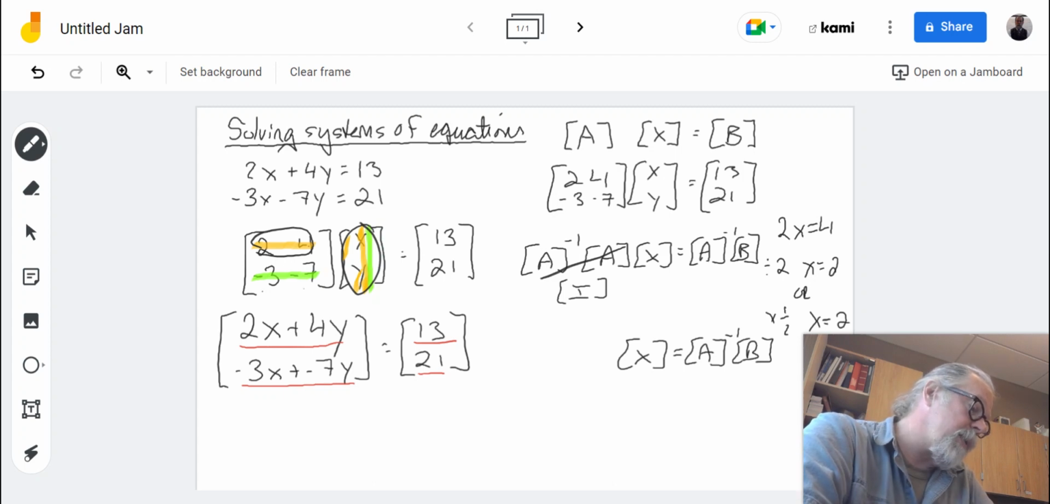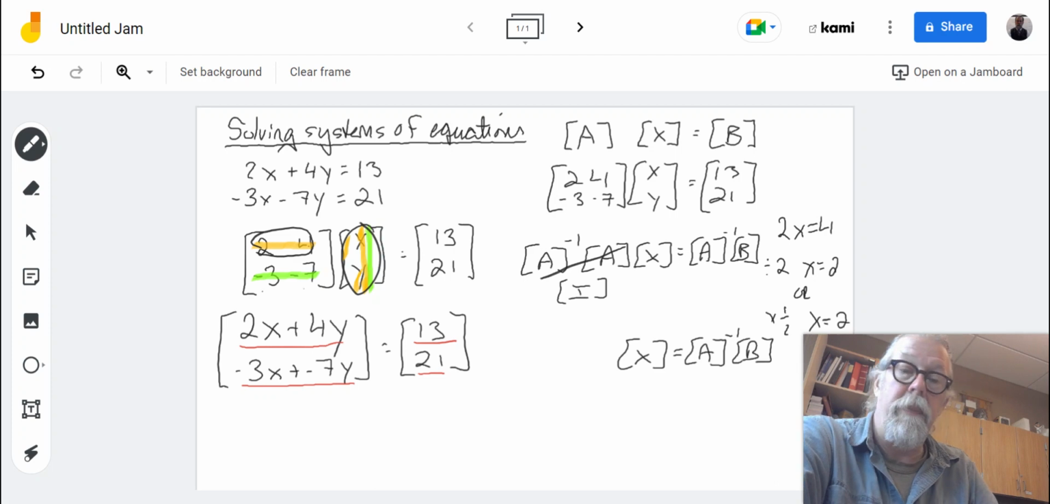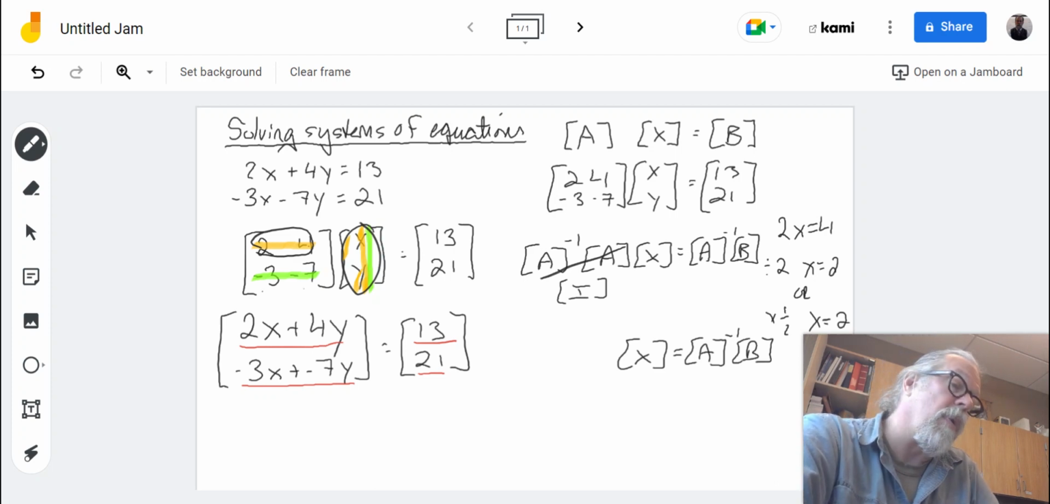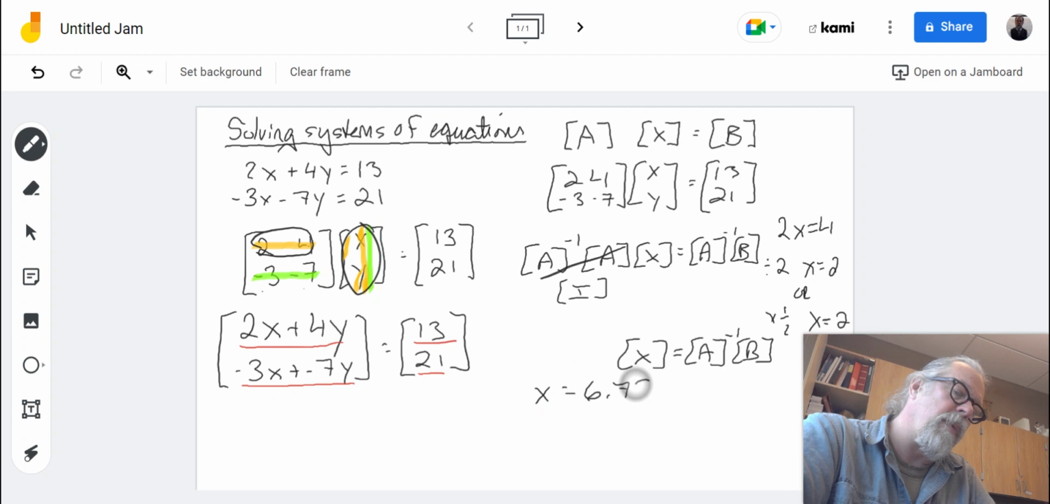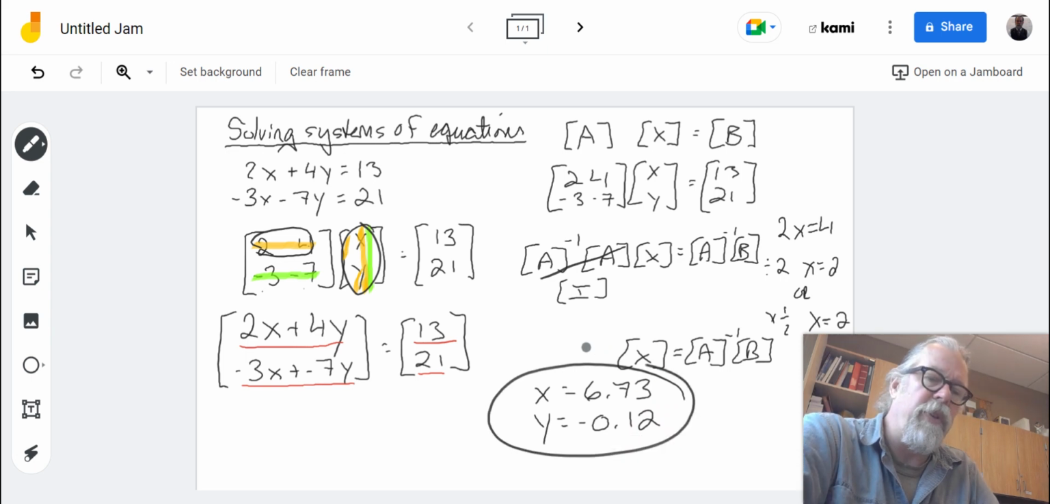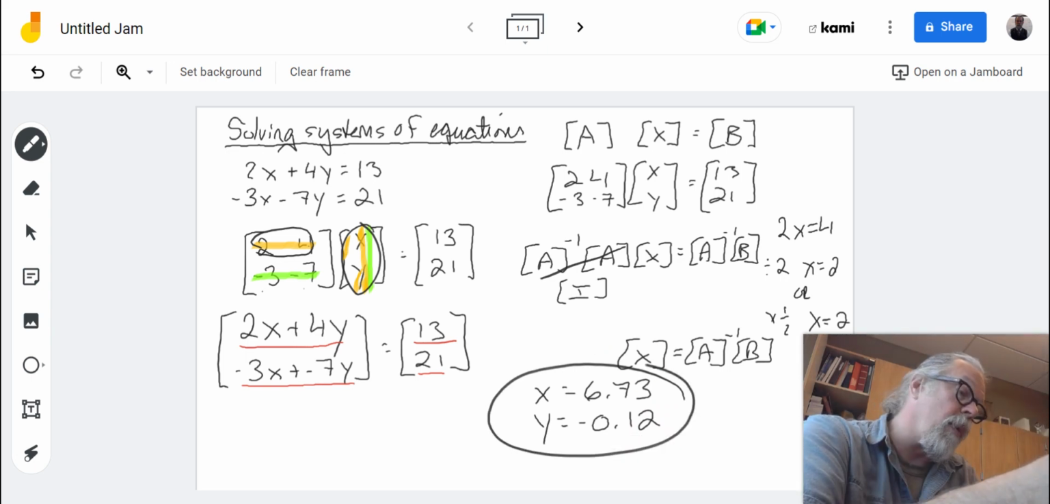And now I can go back to the main screen, and I can choose matrix A. I use the x to the negative 1 key to get the inverse, and I will multiply that by matrix B, and I get that the solution to my system, as I suspected, is some pretty horrible numbers. 6.73, negative 0.12. X equals 6.73. Y equals negative 0.12. Boom, system solved. So pretty straightforward process.